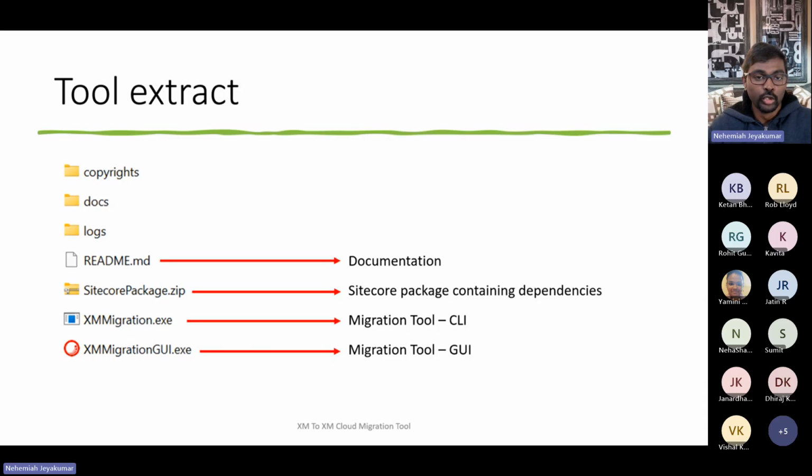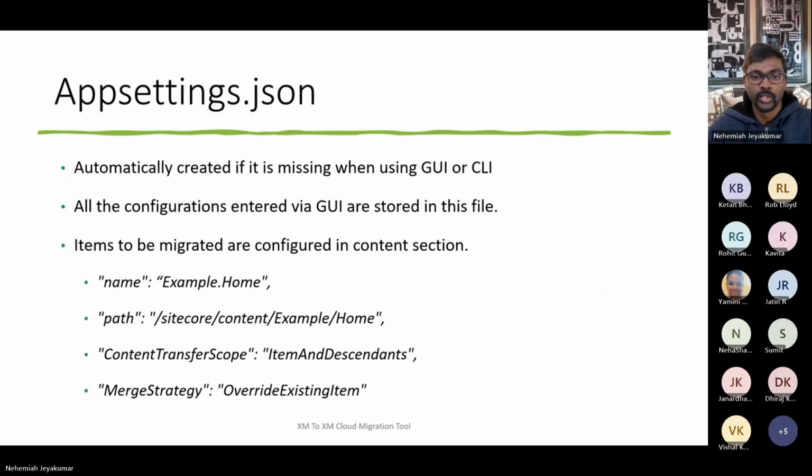As you can see, you don't see the appsettings.json file initially, but when you open it, it is automatically created. And to support the migration of large data volumes, Sitecore has added support to migrate in batches this time in version 2.2. So here are the two settings that we can configure.